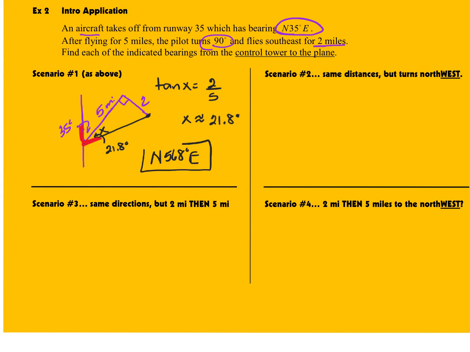Sometimes the problems will ask you to do it to tenths, and sometimes they'll be whole numbers. Oops, my decimal did not show up there. Okay, 56.8 to the northeast.